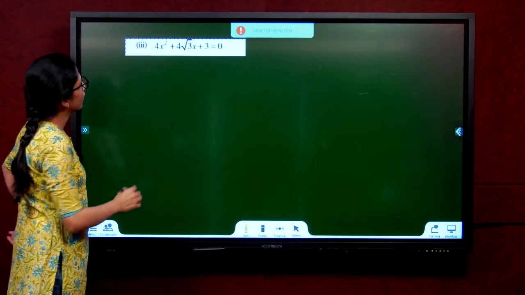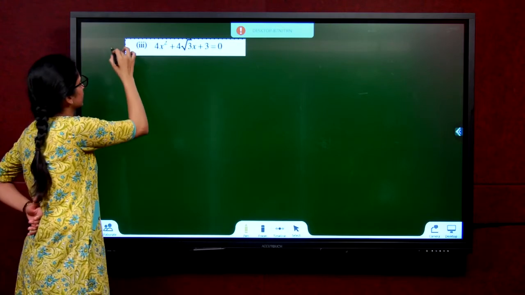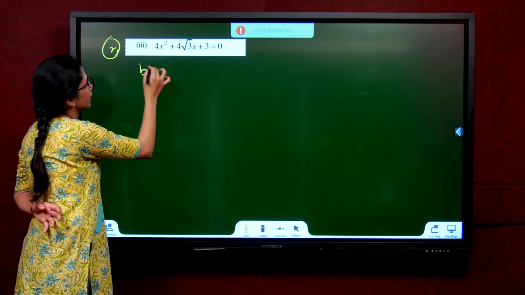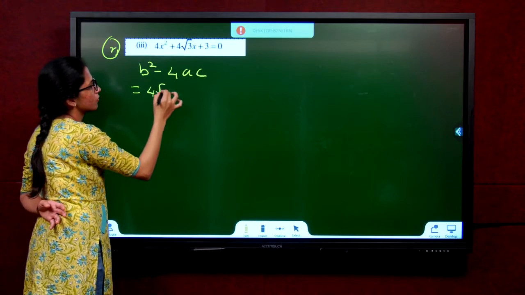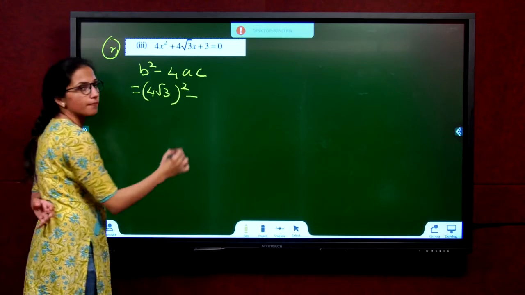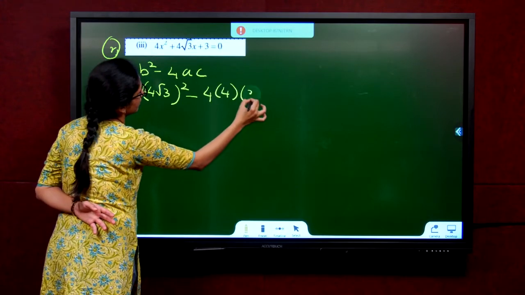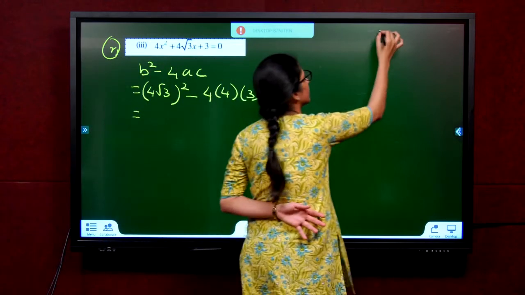Next question. 4x square plus 4 root 3x plus 3. This is the second question itself. So first find b square minus 4ac. b square is 4 root 3 the whole square, minus 4 into a is 4, c is 3. 4 root 3, how do we do? We know it by now.